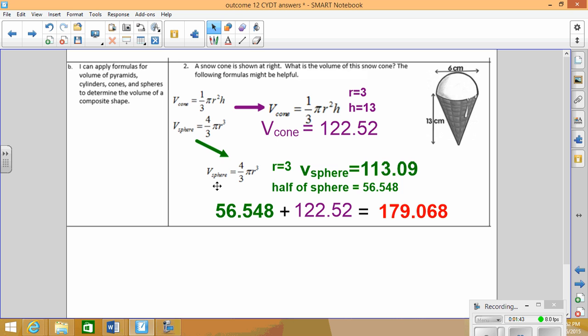And then you come down here to your hemisphere formula, and you can see that it's 4/3 pi r to the third power. And so we've got the same radius, just plugged it in, and this is the value of the sphere, but it is a hemisphere, it is part of it. So you have to take half of that number, and that's 56.548. Add these two things together, and you come up with 179.068, which is the total volume of the snow cone. Pause the video and check out your work and make any corrections that you need to, or just go on to the next one if you're ready.